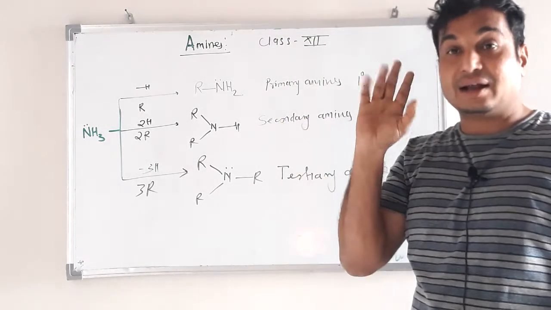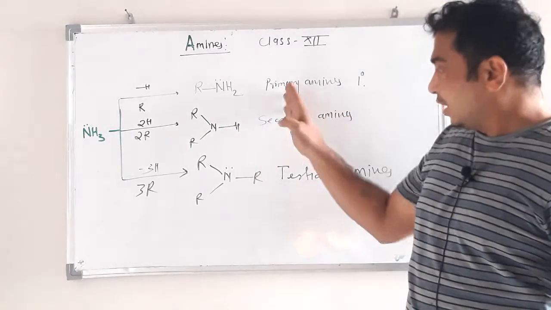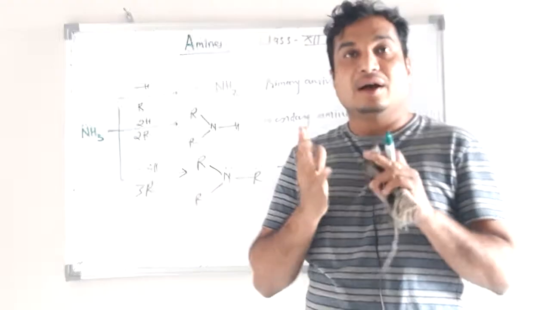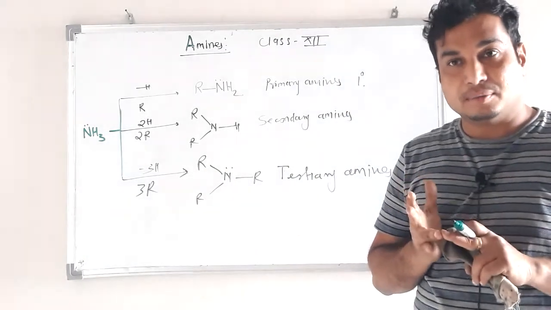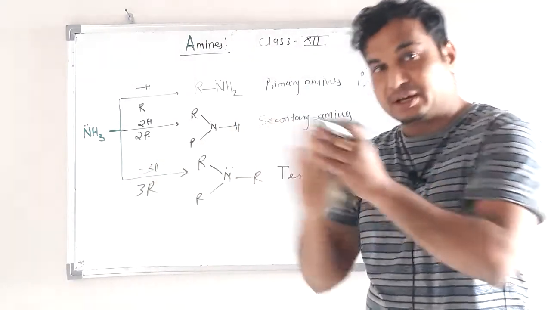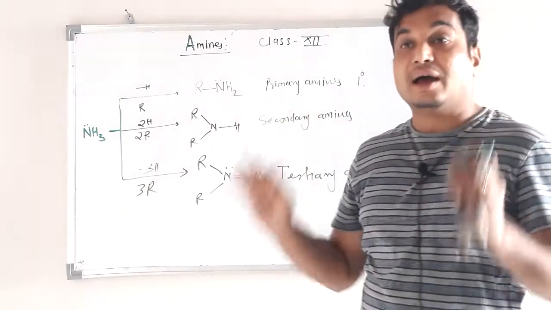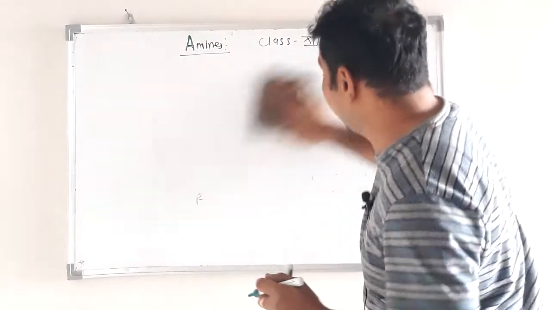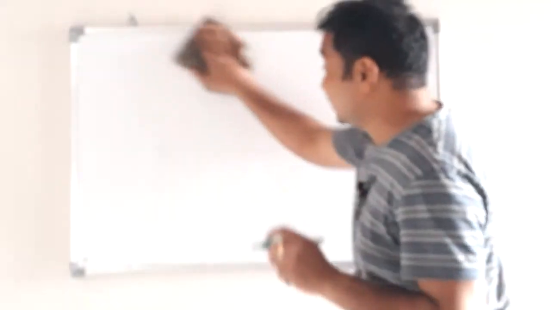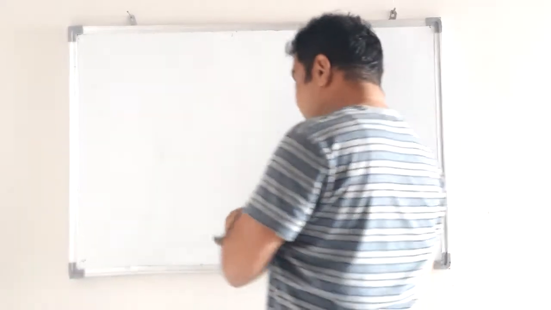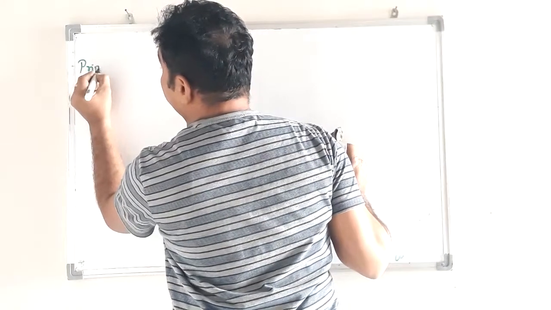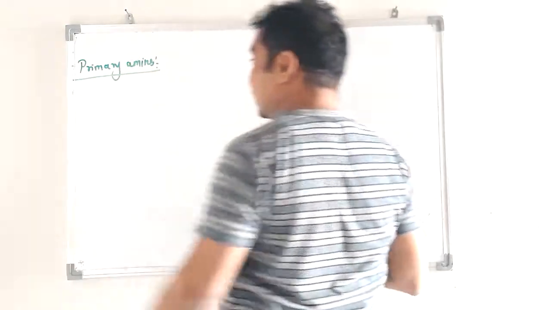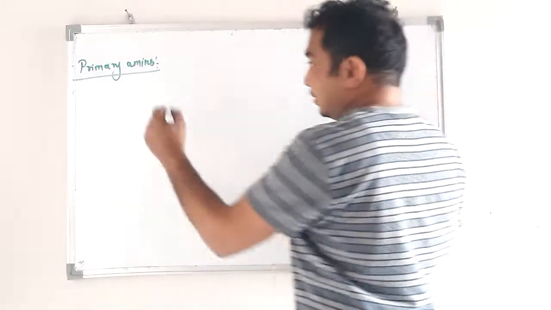So amines, no doubt, are classified as primary, secondary, tertiary, that is a different classification, but among aromatic and aliphatic, amines may be aromatic or may be aliphatic. If an alkyl group is there, then aliphatic. If an aryl group is there, then aromatic. Okay, again, all these amines, aromatic or aliphatic, are broadly classified into three types: primary, secondary and tertiary. Let us see primary. What is primary?